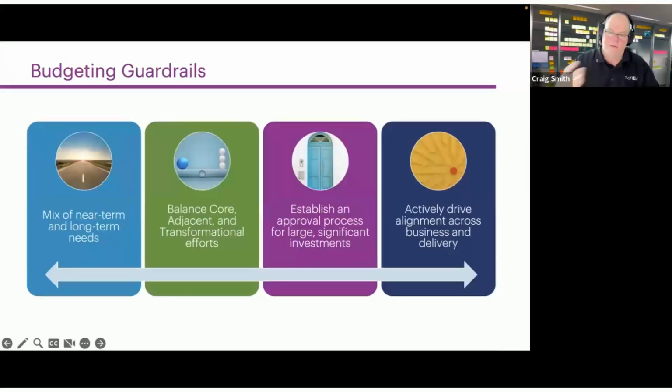And then that is essentially what we call budgeting guardrails. So making sure that we are mixing those long-term and short-term, making sure we're balancing those efforts, as we said before, making sure then what the approval process is, particularly for large things, which will suck up a lot of that portfolio, and then how do we make sure that everybody understands what those decisions have been.